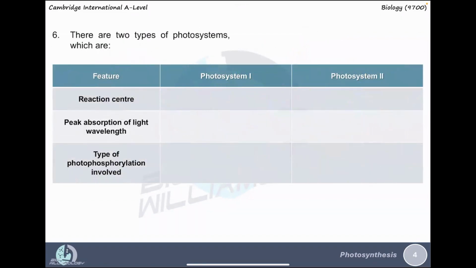There are two types of photosystem, which are photosystem 1, in short PS1, as well as photosystem 2, PS2. The reaction center of photosystem 1 is known as P700. However, in photosystem 2 it is known as P680. I will discuss these P700 and P680 with you shortly.